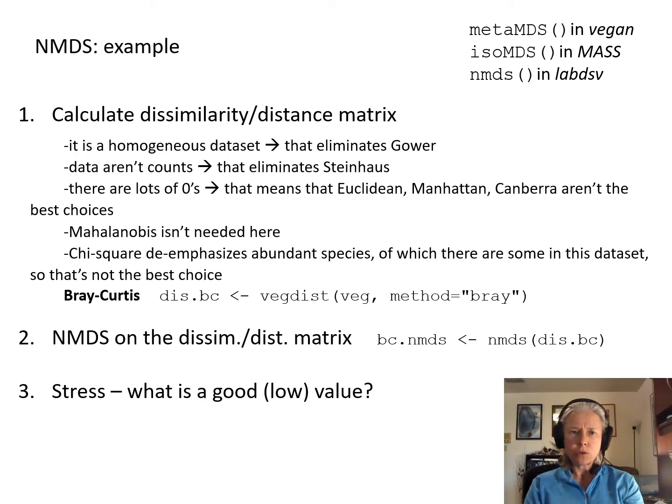So now the question is, is that high stress or is that low stress? We want it to be low. So what is a good value? What is low? In order to determine whether a value of stress is high or low, we have to compare that value to stress values from other ordination configurations of these data using different numbers of axes. The default number of axes is 2. And so that 19.27 value that I got was for a K of 2. And so what you do is you have to play with the number of axes to see how the stress values change.